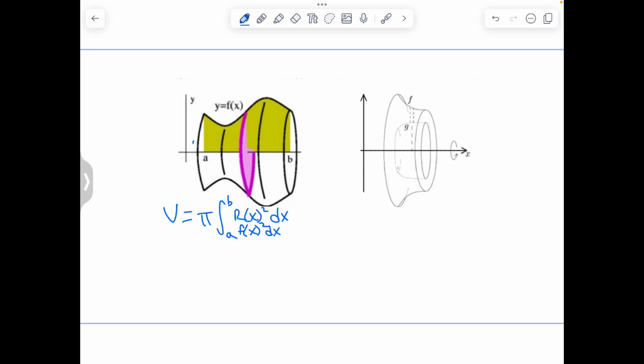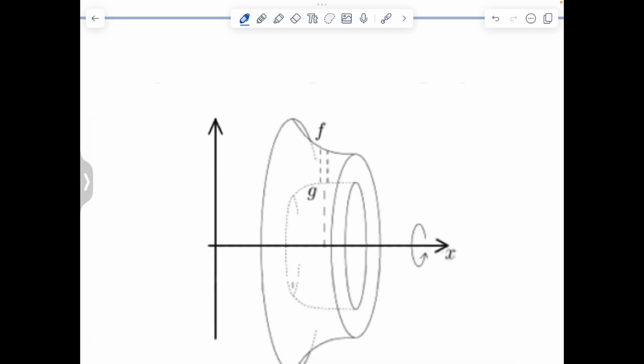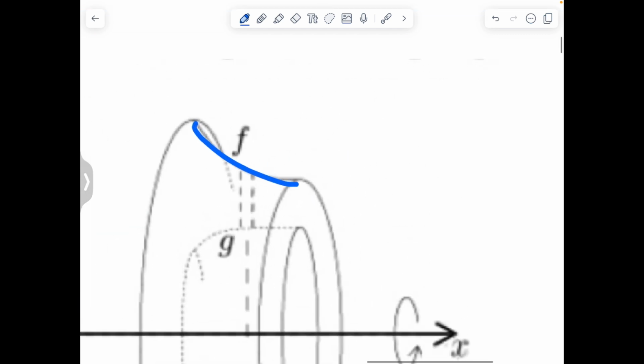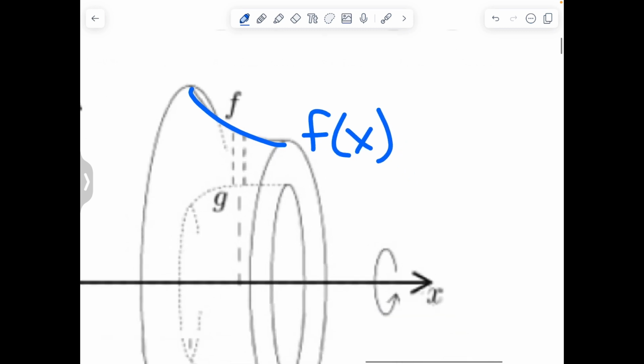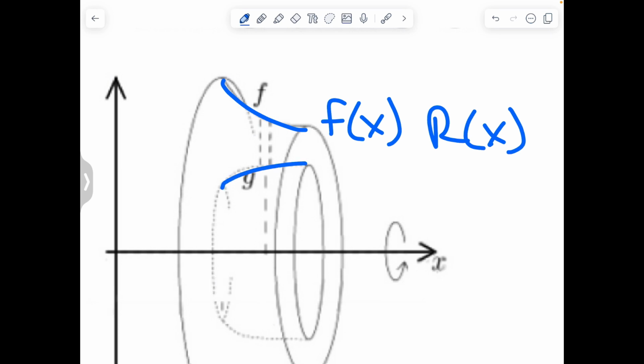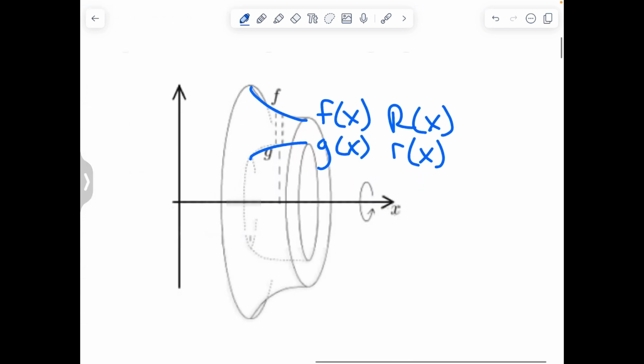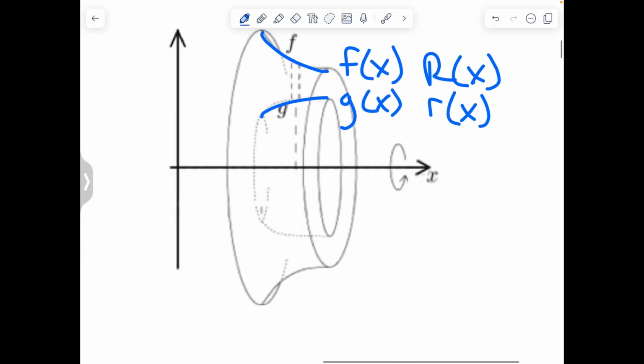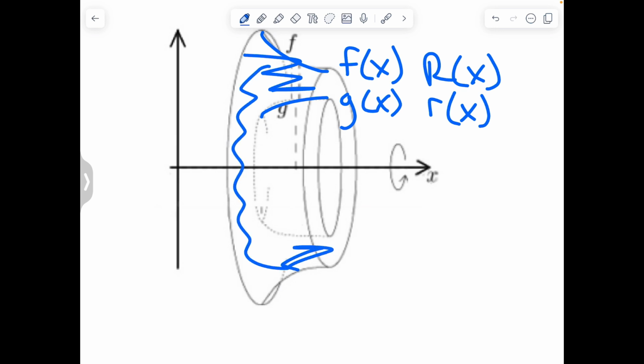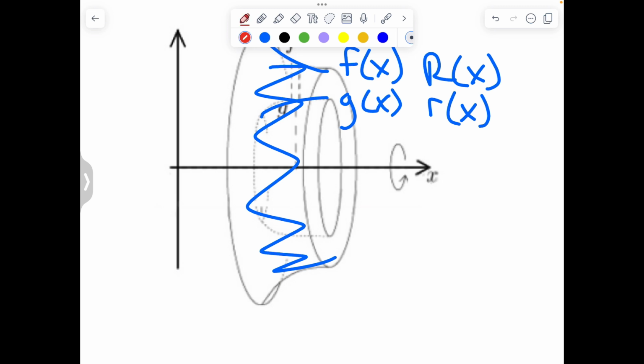It's pretty simple. But the washer method adds in another layer. It adds in another curve. You have your original outside curve, f of x, or r of x. But then you have another inside curve, another inside radius. We'll call this g of x, or lowercase r of x. And using the washer method, we are finding this volume, which basically means that we're finding the volume of this entire figure minus this little small piece.